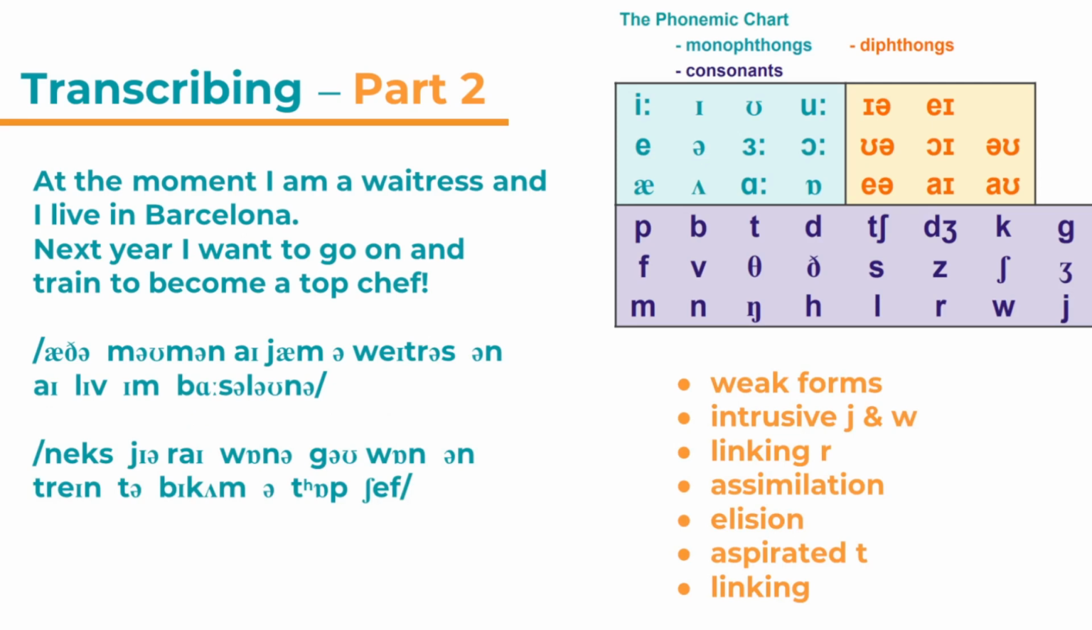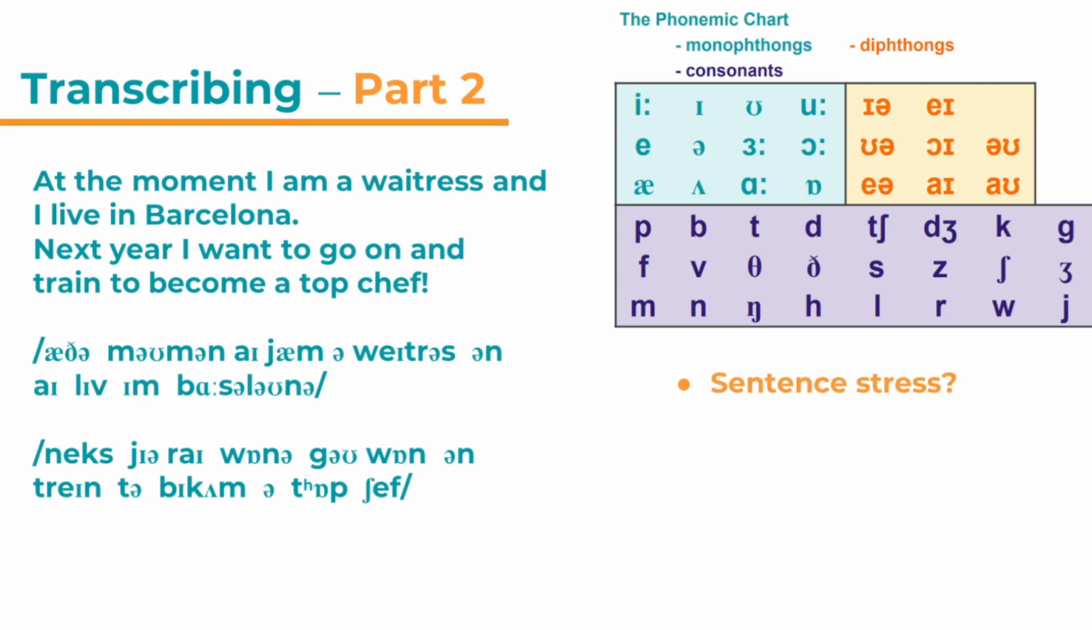So here is the entire utterance again, and this time this is most likely what most people would say. I'm going to read it out again, and let's see if you can see the weak forms: intrusive y and w, linking r, assimilation, elision, aspirated t, and linking. At the moment, I am a waitress and I live in Barcelona. Next year, I want to go on and train to become a top chef.